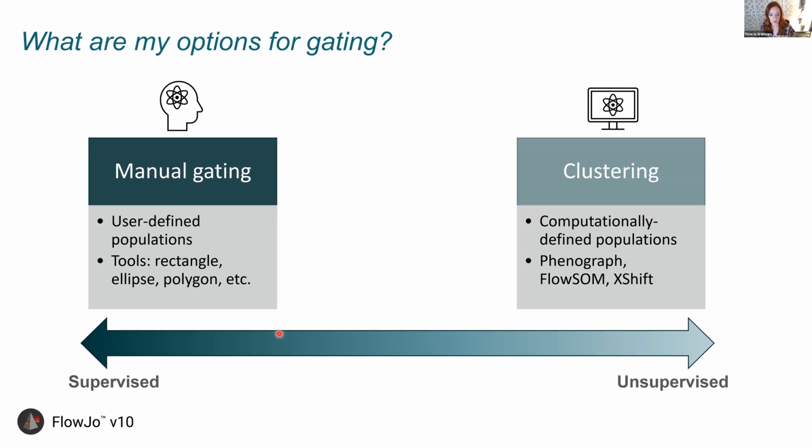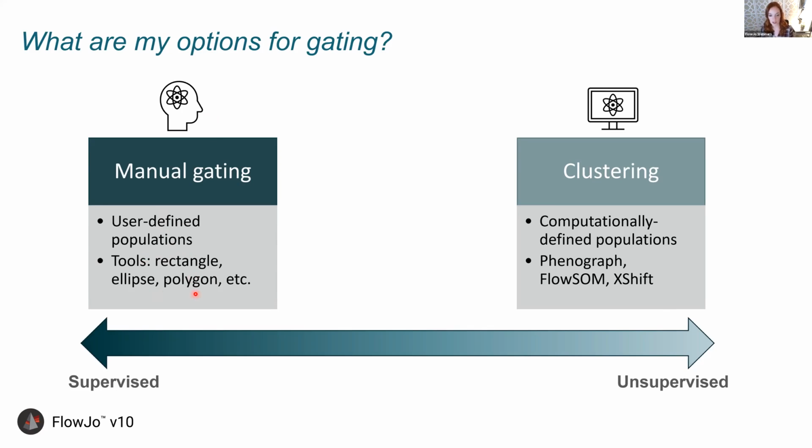So to summarize the two previous slides, what are my options for gating? Particularly in FlowJo, we talked about these two slides, and they can be summarized onto this spectrum where I've put supervised tools on the far left and unsupervised on the far right. We have manual gating, which is ultimately user-defined. That's going to require user knowledge of the biological phenotypes they're looking for in their data.